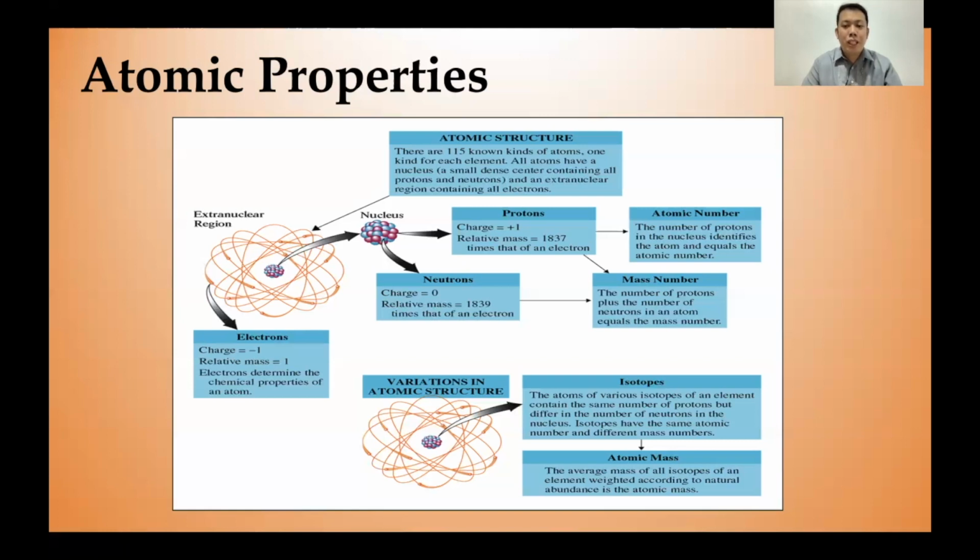Now, when it comes to the atomic mass of an isotope, the average mass of all isotopes of an element weighed according to natural abundance is the atomic mass. So that means carbon-12, for example, carbon-12, 13, and 14. There is more carbon-12 there. So that's why the atomic mass found in the periodic table, as organized by the one who made it, is carbon-12.